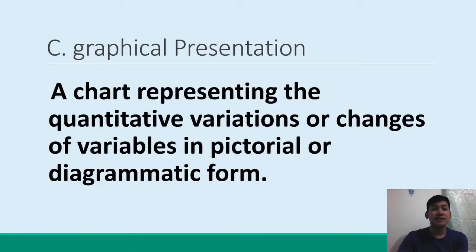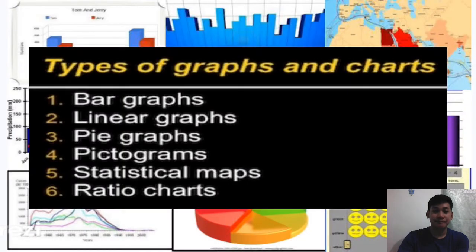So, next is graphical presentation. Graphical presentation is a chart representing the quantitative variations or changes of variables in pictorial or diagrammatic form. So we have types of graphs and charts. So we have bar graphs, linear graphs, pie graphs, pictograms, statistical maps, and ratio charts.